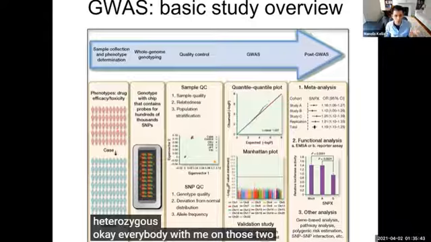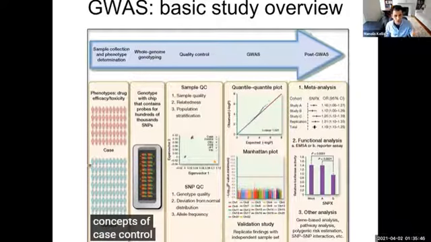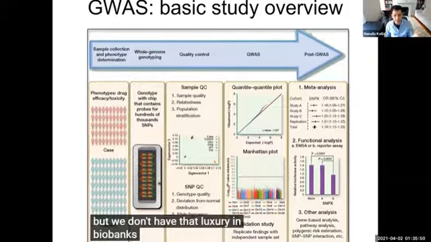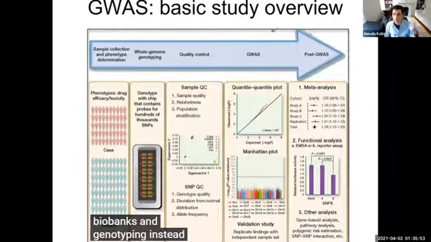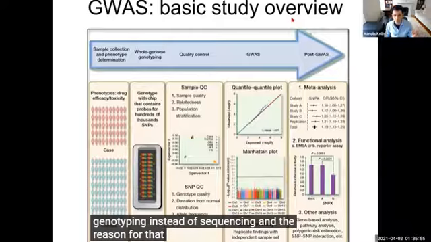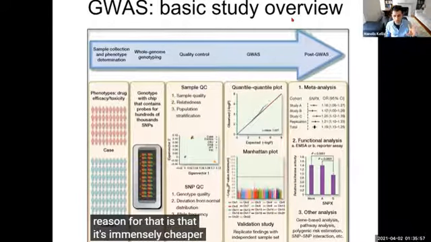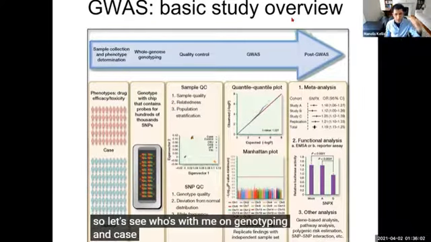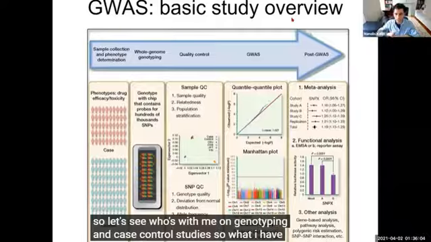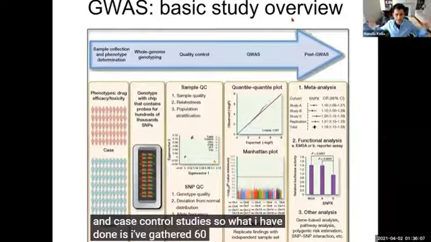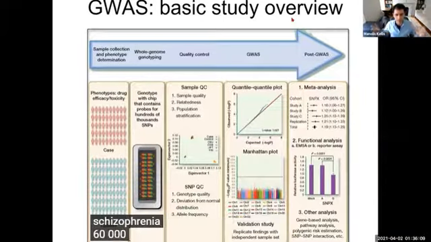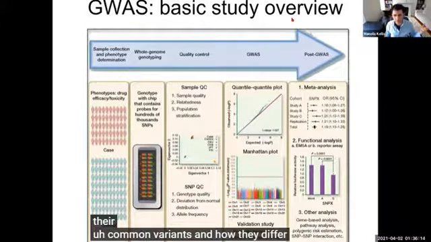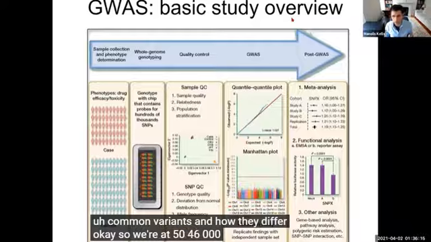Everybody with me on those 2 concepts of case control, overrepresenting the cases to gain power, but we don't have that luxury in biobanks, and genotyping instead of sequencing? And the reason for that is that it's immensely cheaper. Okay? So let's see who's with me on genotyping and case control studies. So what I have done is I've gathered 60,000 people with schizophrenia, 60,000 people without, and then I look at their common variants and how they differ. Okay, so we're at 50, 46, 0004.